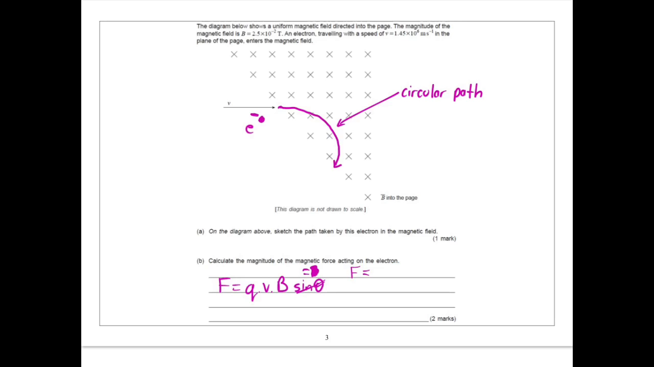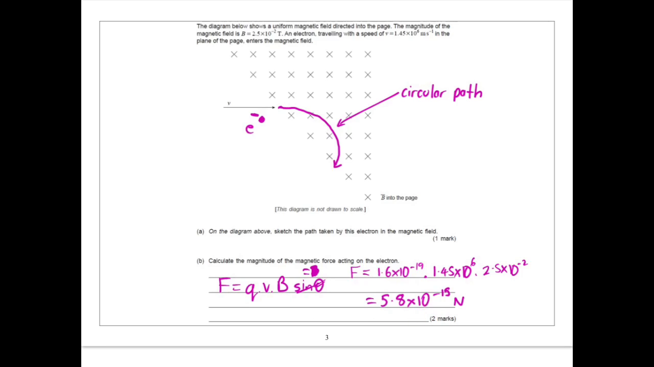Force equals Q. Charge on an electron, 1.6 times 10 to the minus 19. Hopefully by this point in this topic that's been well and truly smashed into your brains. 1.45 times 10 to the 6th is the velocity, times 2.5 times 10 to the minus 2 is the magnetic field strength. And I will pause and calculate that. Okay, so we've calculated that, 5.8 times 10 to the minus 15 newtons.